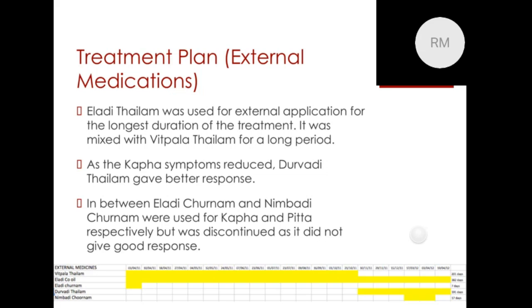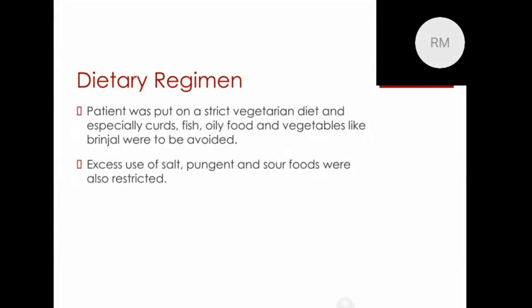So in this way, you can see that we did a series of internal and external treatments, both cleansing and regulatory. And as a result of all these treatments, look at what happened to the patient. Accordingly, we also advised that the patient had to stop eating curds, yogurt, fish, oily food, and vegetables like brinjal, and there was a restriction on salt, pungent, and sour foods. So she was on a dietary regimen.